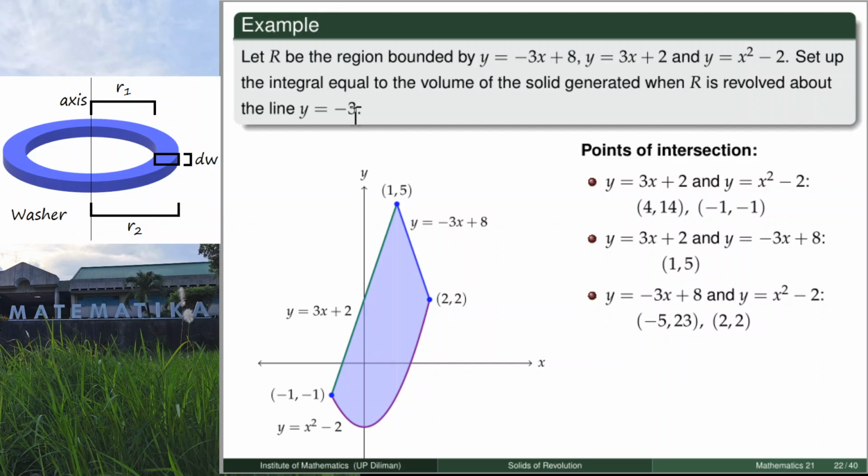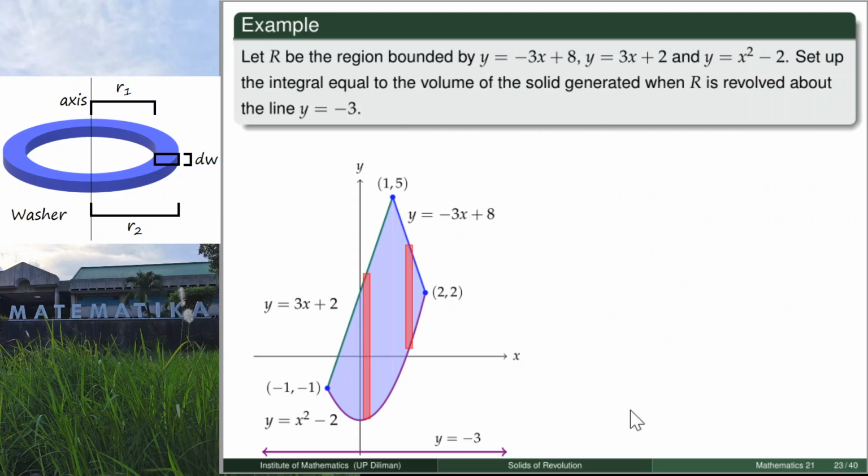So let's go to the actual problem. So our axis of revolution is y equals -3. Is that a horizontal or vertical line? It is horizontal, okay? So meaning our rectangle must be vertical. Okay? So if it's vertical, then what variable? It should be x. Okay? And do we have washers or discs? We have washers. Okay? Because, yeah, walang segment that coincides with your axis of revolution. So use washers and use x.